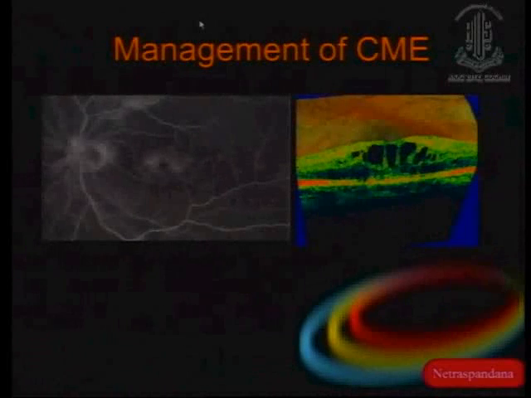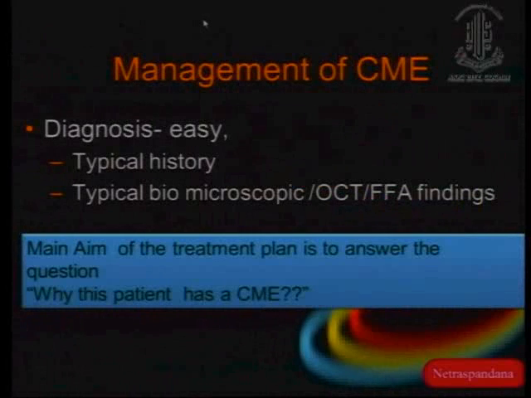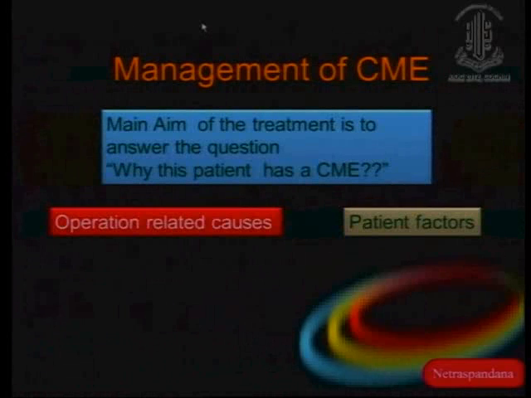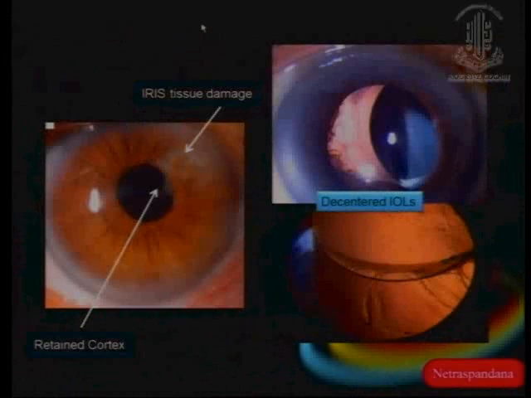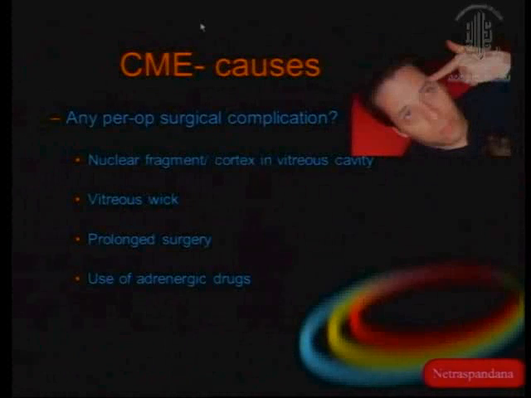Coming to the management of CME, the diagnosis is easy with a typical history and typical findings. The main aim of the treatment plan is to answer this question: why does this patient have a CME? So it could be operation related causes or it could be patient factors. Let us point fingers at ourselves first. Any perioperative surgical complication, whether he had a posterior capsular rupture, a vitreous loss, or iris tissue damage, a retained cortex, or decentered IOLs, all these have increased risk of CME. Also, all the complications that we saw now, the nucleus going down, the cortex in the vitreous, prolonged surgery, use of adrenergic drugs.